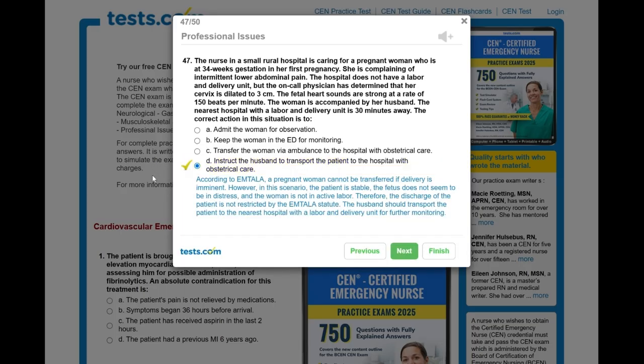D. Instruct the husband to transport the patient to the hospital with obstetrical care. According to EMTALA, a pregnant woman cannot be transferred if delivery is imminent. However, in this scenario, the patient is stable, the fetus does not seem to be in distress, and the woman is not in active labor. Therefore, the discharge of the patient is not restricted by the EMTALA statute. The husband should transport the patient to the nearest hospital with a labor and delivery unit for further monitoring.